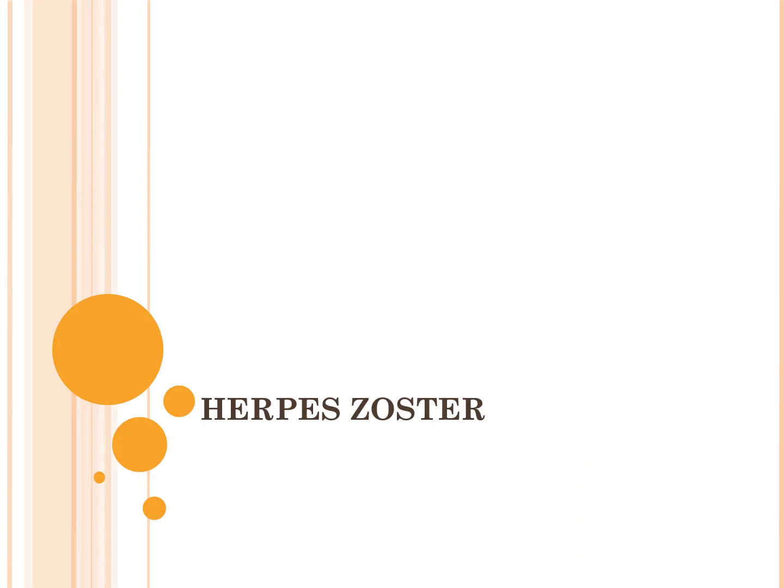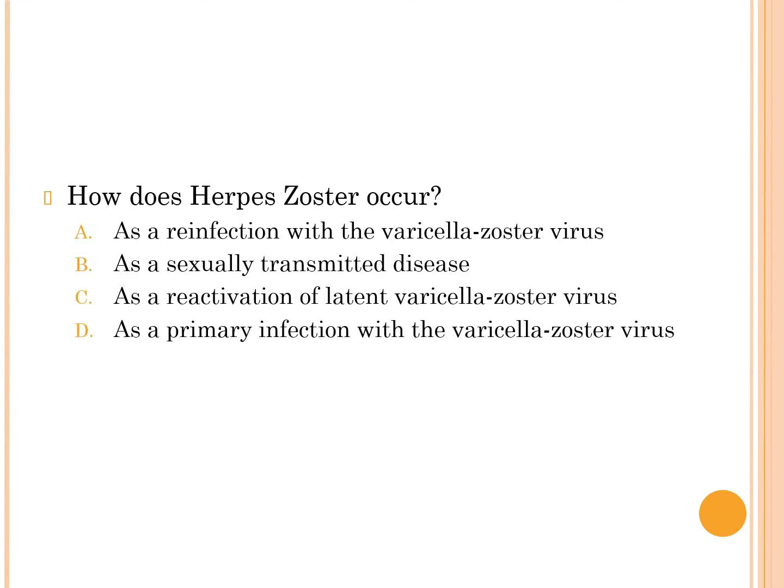Now we go to herpes zoster. Question: how does herpes zoster occur? Does it occur as a reinfection with the varicella zoster virus? Is it a sexually transmitted disease? Is it a reactivation of latent varicella zoster virus? Or is it a primary infection with the varicella zoster virus? And the answer is, it is a reactivation of latent varicella zoster virus.